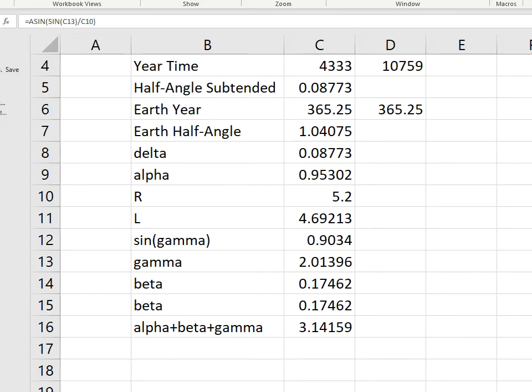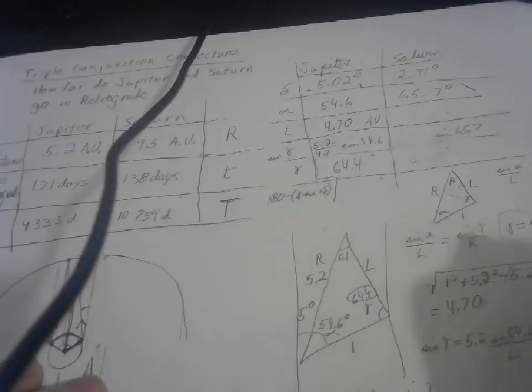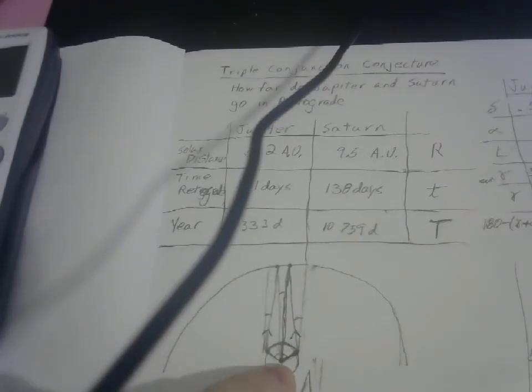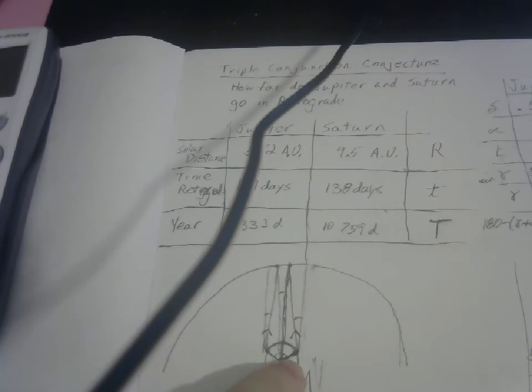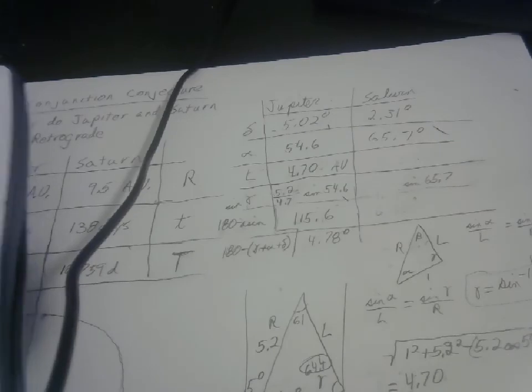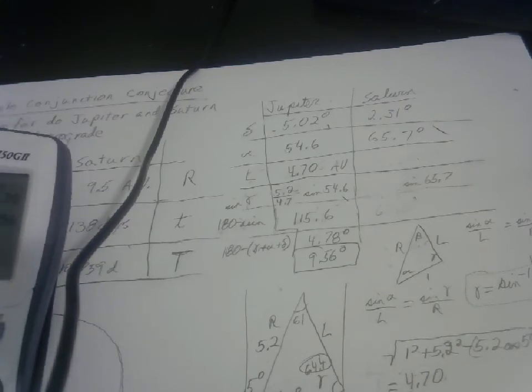Okay, I've been working with a spreadsheet for a little while here, and I think I found the mistake right here, where I have 64.4 for gamma. What I am neglecting is that 64.4 is not the angle here. We can look at this picture and see that this is not an acute angle. It is an obtuse angle. So what we need to do is take 180 minus 64.4 to get this value, which when I'm done, Jupiter looks like it is at 4.78 degrees for the half angle, or 9.56 degrees for the full angle.